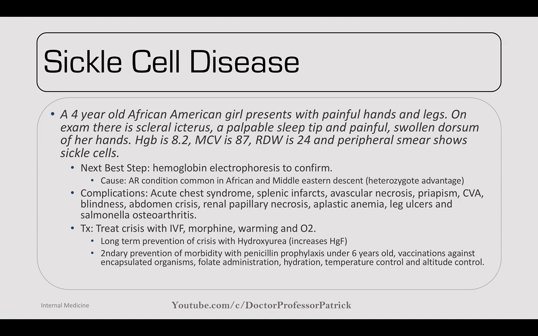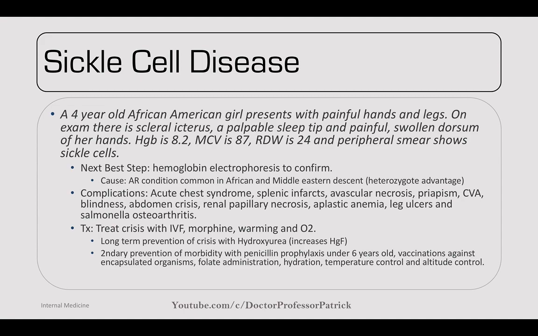Some of the complications include acute chest syndrome, which is very deadly, and you need to screen for it in anyone with chest pain and sickle cell disease. Splenic infarcts, which will lead to a lot of pathologies. Avascular necrosis, especially of the hip. Priapism, CVAs and blindness, abdominal crises, renal papillary necrosis, aplastic anemia, leg ulcers, and there's an increased risk of salmonella osteomyelitis. So you want to treat the crises with IV fluids, morphine, and then warming and oxygen to make sure they're in the correct environment for that.